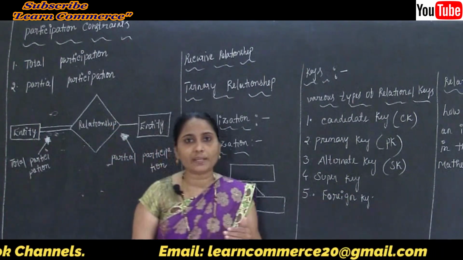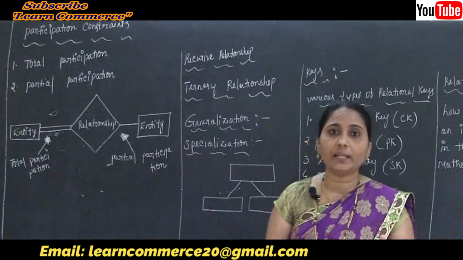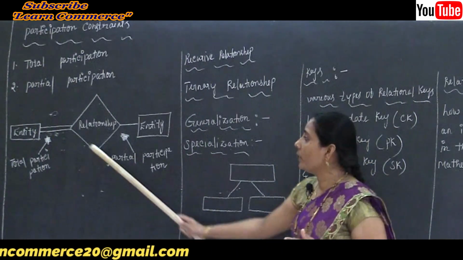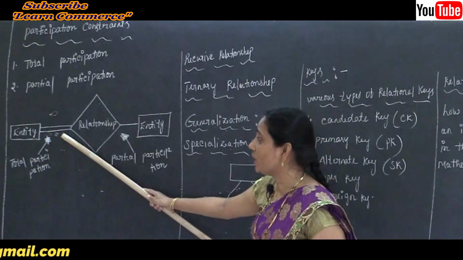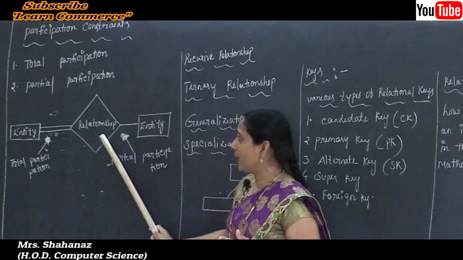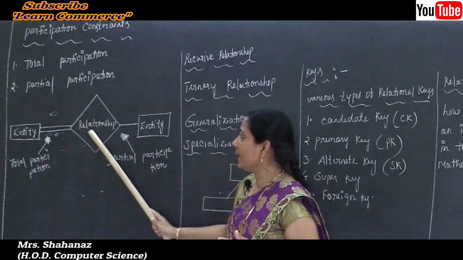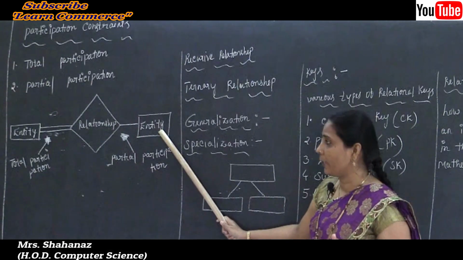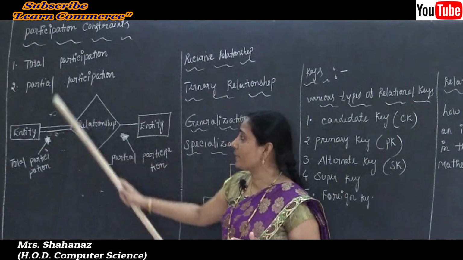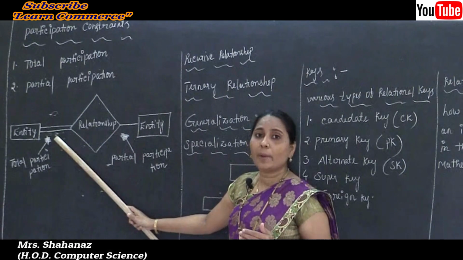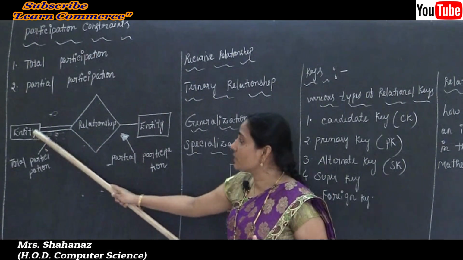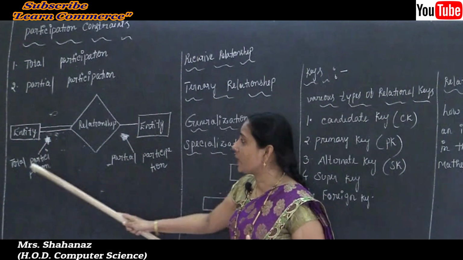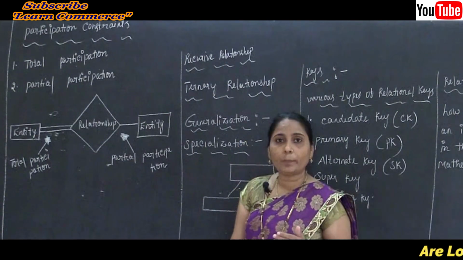A total participation is represented by double lines. Is this point clear? Because in the diagram, one entity is related with another entity, one table related with another table, and such total participation is represented by using double lines. So double lines are called total participation.